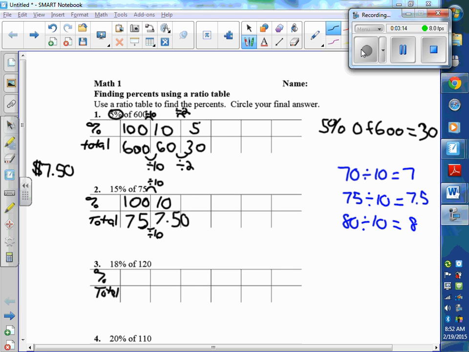Because what are you going to do on the next step? I divided it by 2. Yeah. If you divide it by 2, you can get what percent? I got 3.75. Right. 3.75 is 5%. Do you guys see that? Because half of $7.50 would be $3.75.